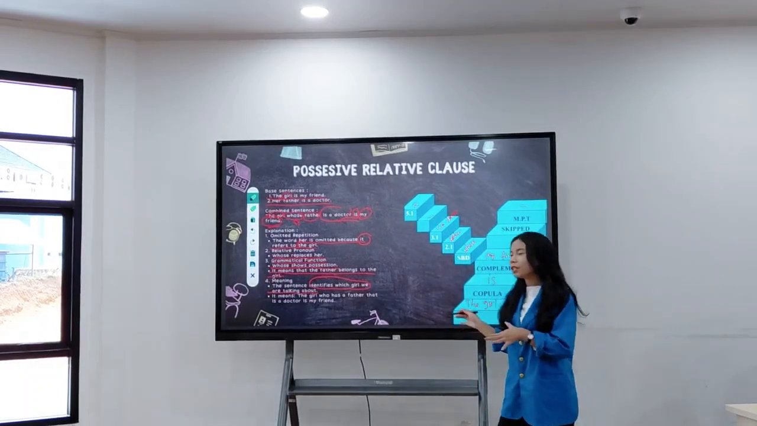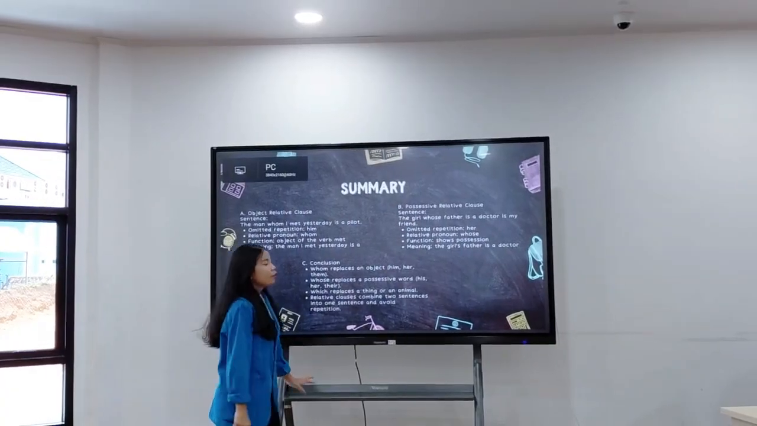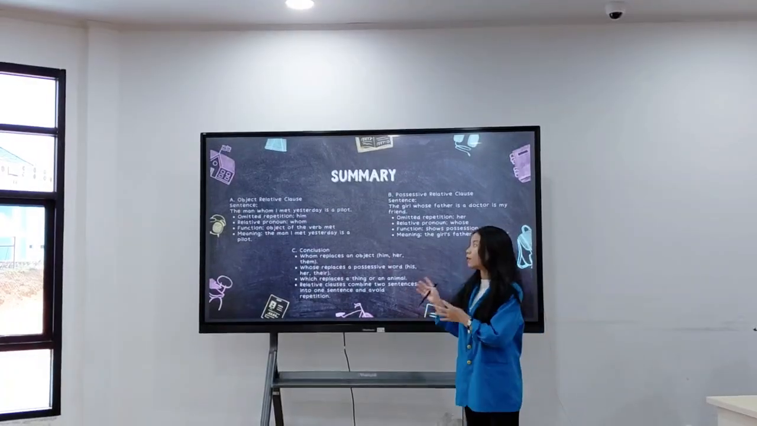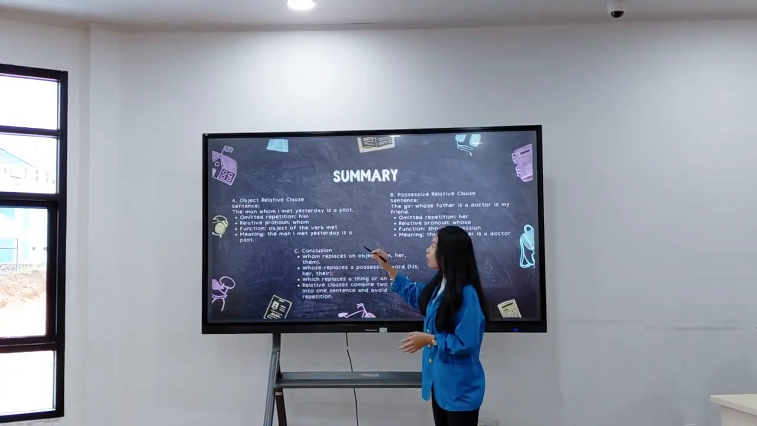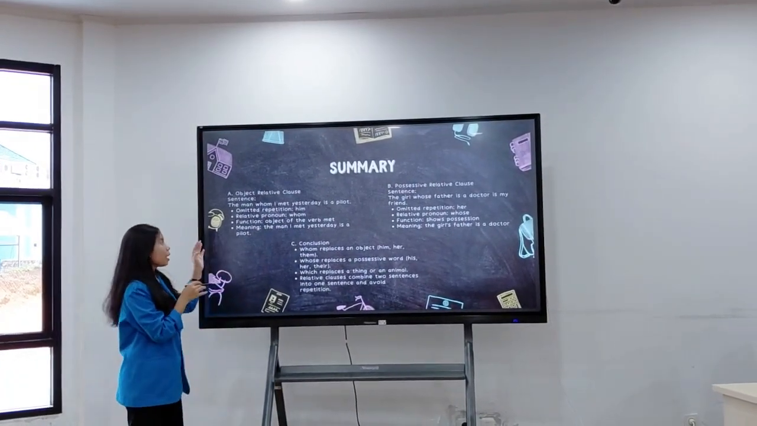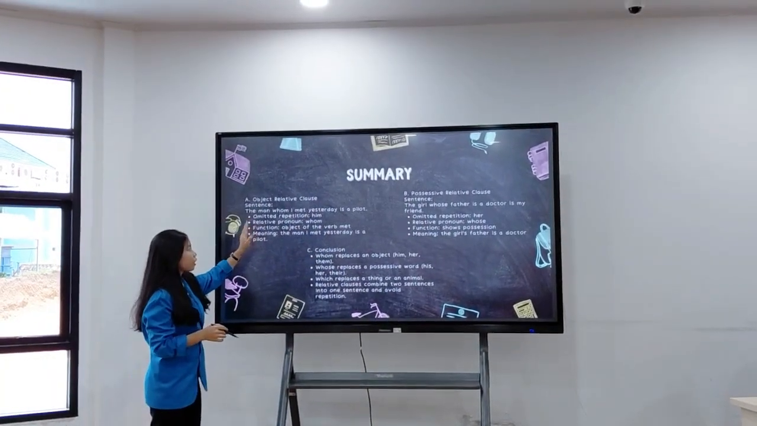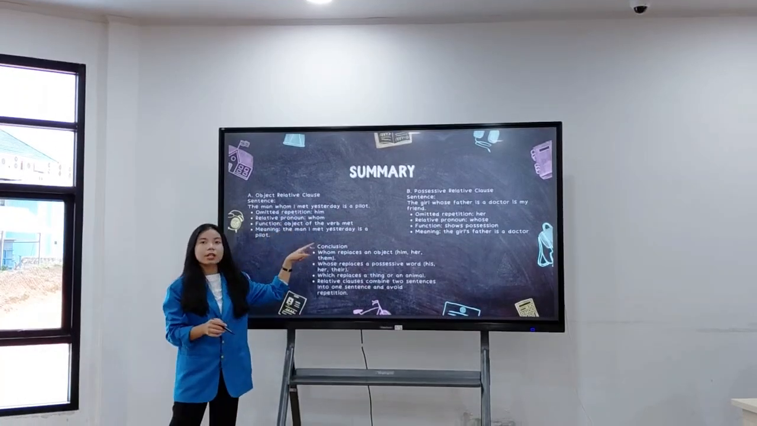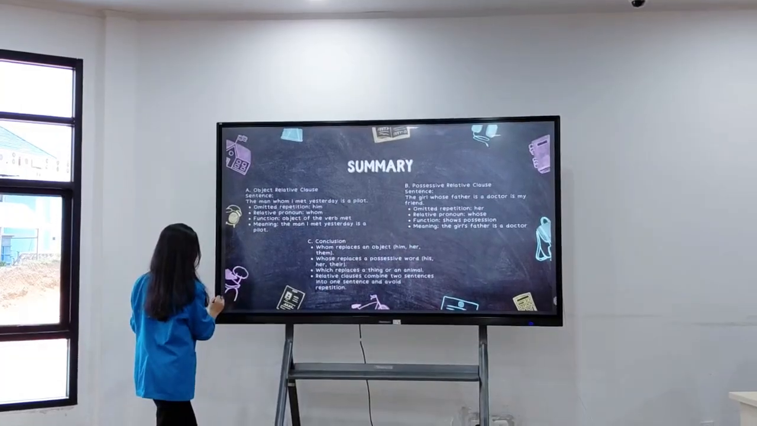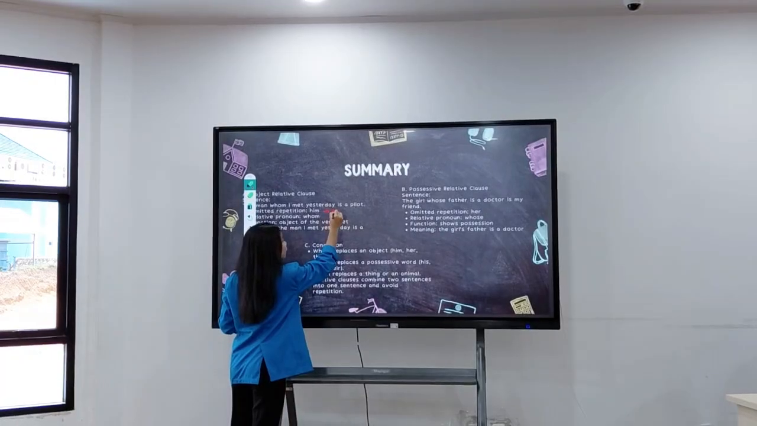Now let's move to the summary. Before I finish, I would like to summarize the main points. First, we learned the object relative clause. In the sentence, the man whom I met yesterday is a pillar, the word him, to avoid repetition, refers to the man.